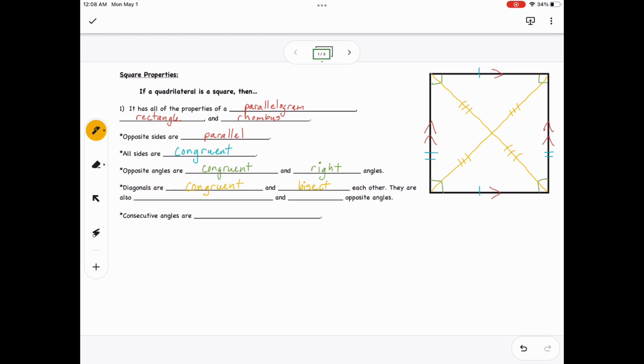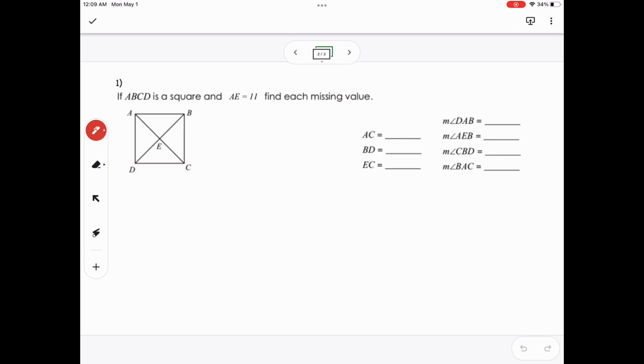Also remember that all diagonals are perpendicular, and they also bisect the angles, so 90s turn into 45s there. And at the middle, those are all 90 degrees. And consecutive angles are supplementary to one another, meaning they add up to 180 degrees.